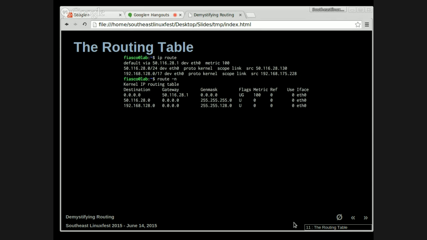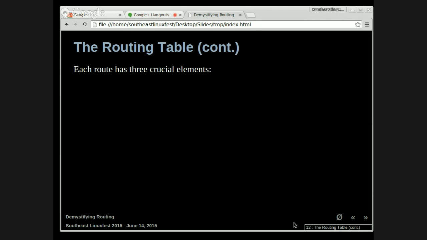I guess there's no metric listed here. If there's no metric, it's assumed 0. So there's a compact form. In the second form down here, there's an explicitly declared metric. This one is 100. These are 0. Those are the 3 pieces of information we need to make a key routing decision. The rest of this is window dressing and useful information as we try to interpret what the routing table is doing, but those are the 3 pieces we need the most. In fact, I think I have a slide about that right here.